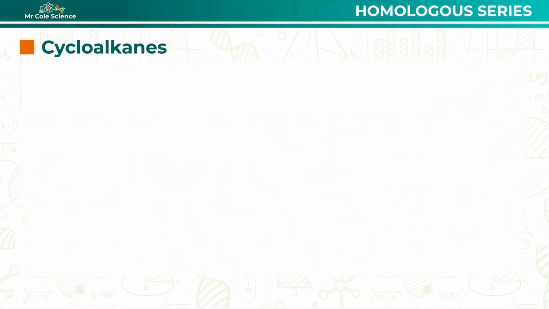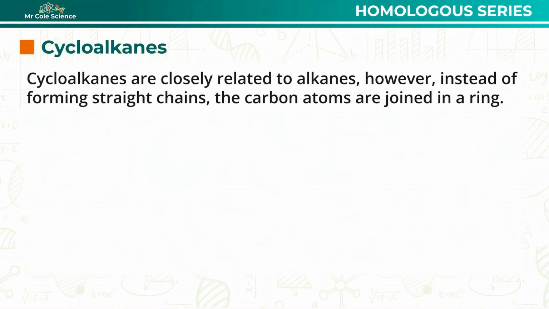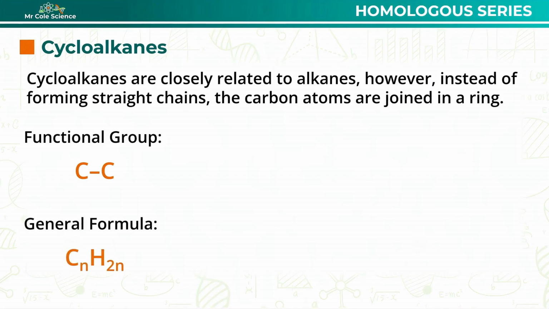Next up is cycloalkanes, and as you might have guessed from the name, cycloalkanes are closely related to alkanes. However, instead of forming straight or branched chains, the carbon atoms are joined together to form a ring-like structure. Like alkanes, cycloalkanes only contain single bonds between carbon atoms. Therefore, the functional group present in cycloalkanes is a carbon-carbon single bond. The general formula for cycloalkanes, however, is CnH2n.